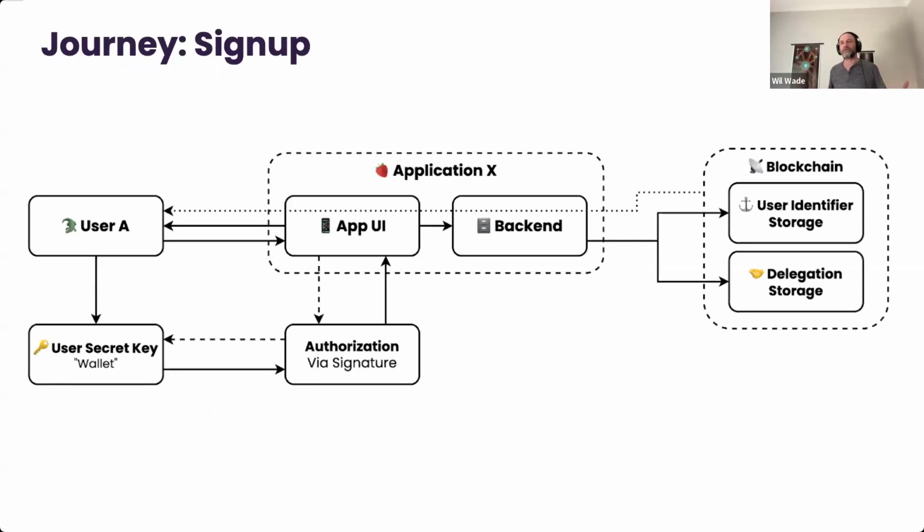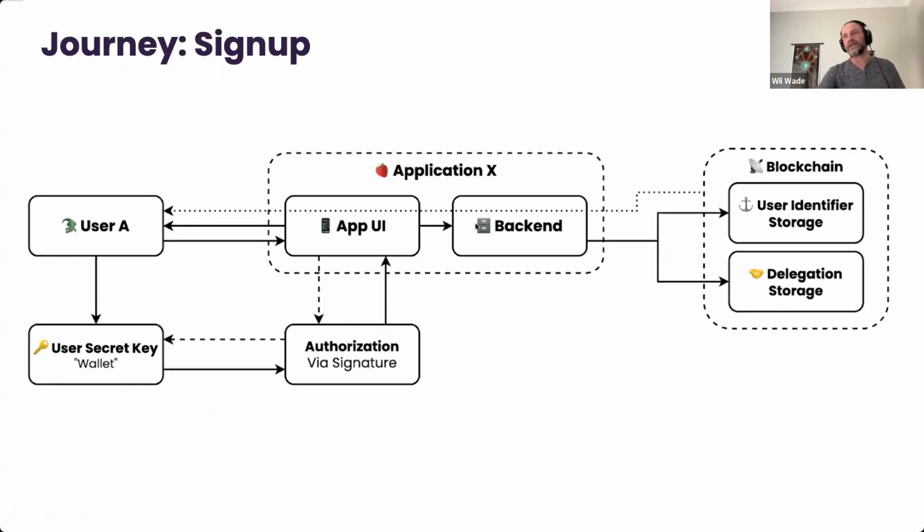So here's that whole flow, right? Again, the user has that secret key held in that wallet. That's the core piece of their identity. And there are interactions with the application UI. The application UI is getting that authorization from the wallet via a signature. And then that data is going to be applied to the blockchain as the user has authorized.